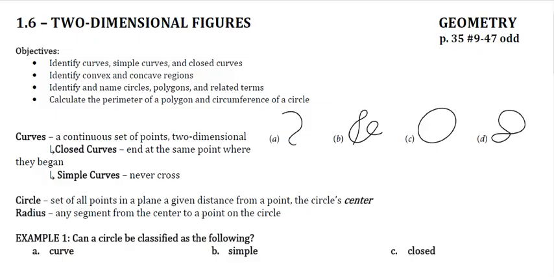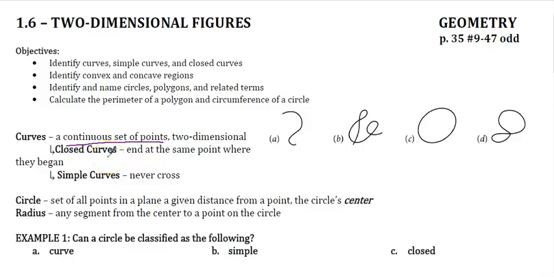All right, first of all, curves are a continuous set of points. So technically by this definition, a line is a curve, right? It's just a continuous set of points. It's two-dimensional. So all of these things, A, B, C, and D, are curves. But technically a straight line would be too. Now we have closed curves.